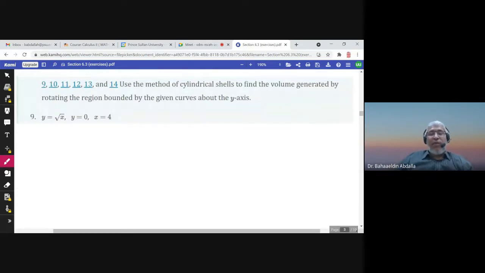Here, y equals square root of x, y is 0, x is 4. So this point is 4 and square root of 4, which is 2. We need to rotate about the y-axis.